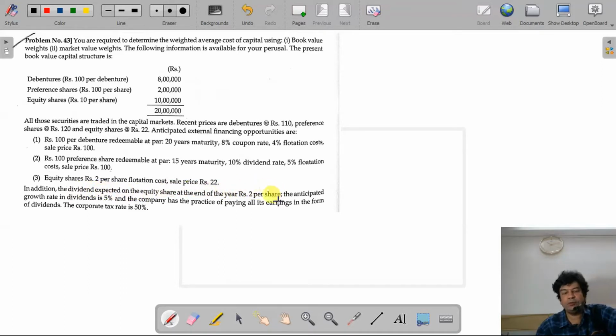So this is the future dividend, that is D1. The anticipated growth in dividend is 5%. So the growth rate they have given is 5%. The company has the practice of paying all its earnings in the form of dividend and the corporate tax is 50%. So let's start with the sum.